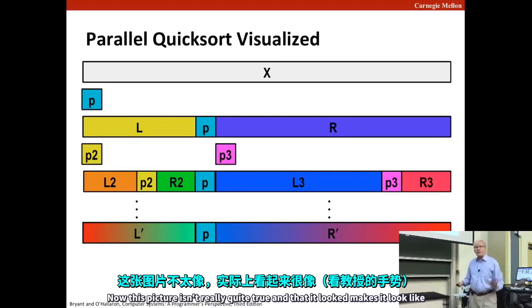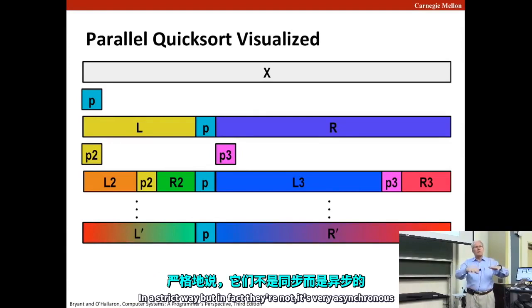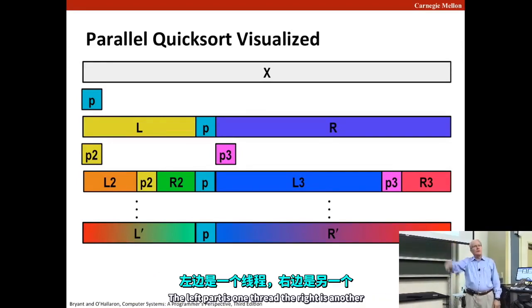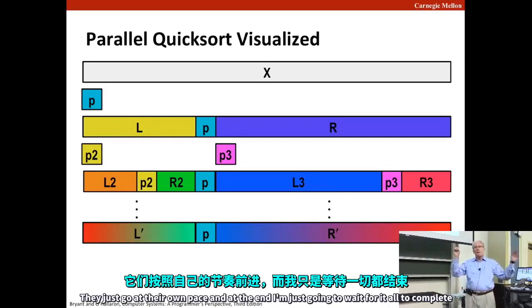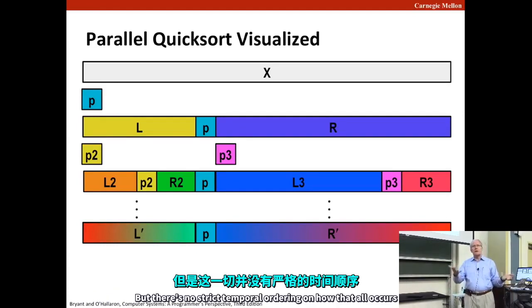Now this picture isn't really quite true in that it makes it look like they're all synchronized together and I'm going kaboom down like this in a strict way. But in fact they're not. It's very asynchronous. The left part is one thread, the right is another. They just go at their own pace. And at the end, I'm just going to wait for it all to complete. But there's no strict temporal ordering on how that all occurs.